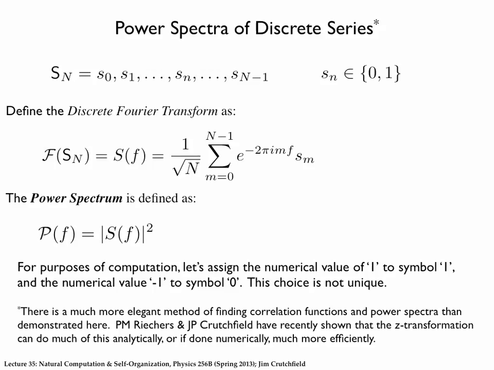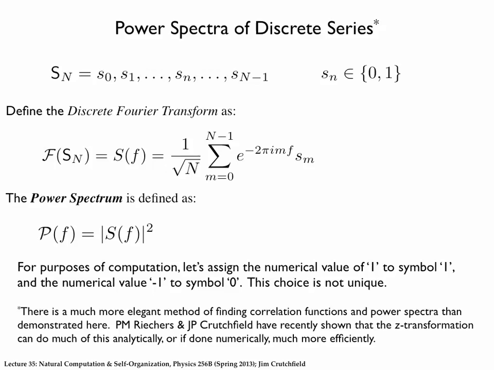The discrete Fourier transform, I just define it to be this guy, and so I just multiply each symbol in the sequence by this exponential, and I do the sum, and I divide by the square root of n, and that's just for normalization. There's nothing magic there.